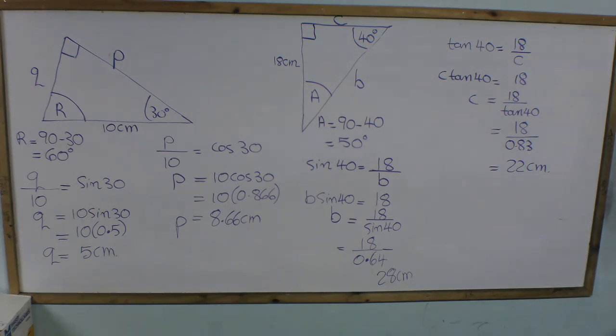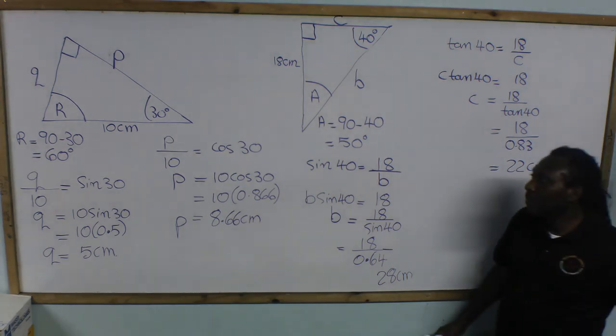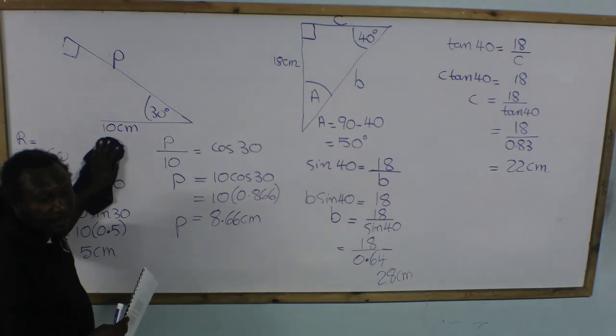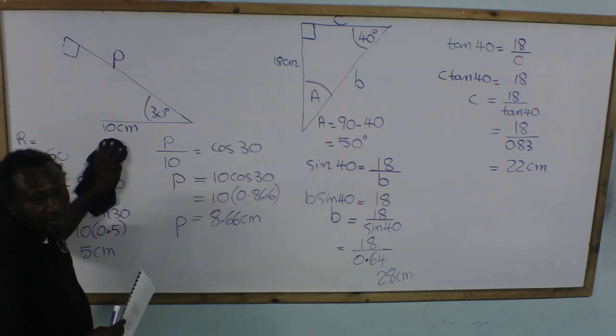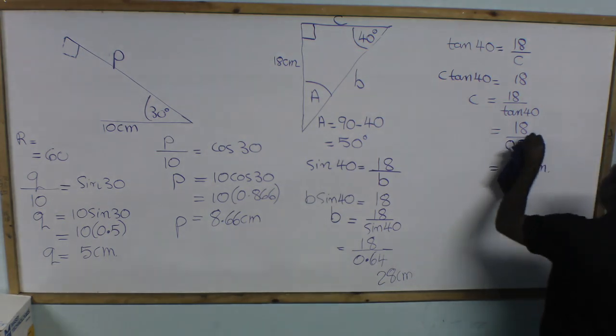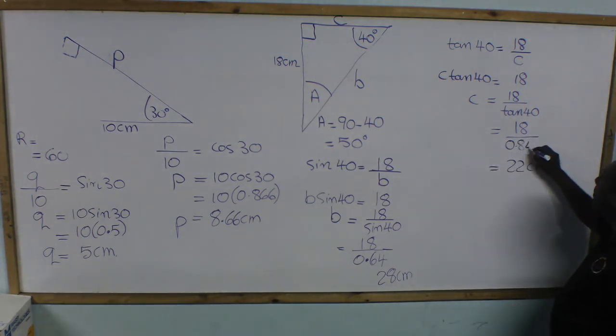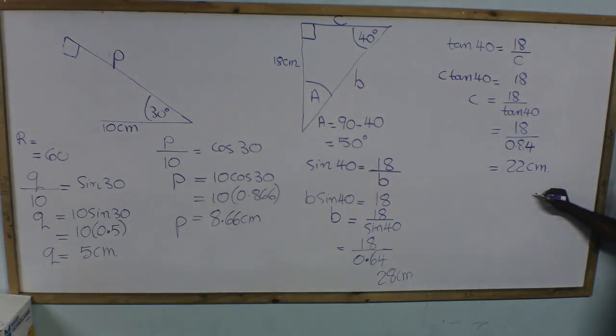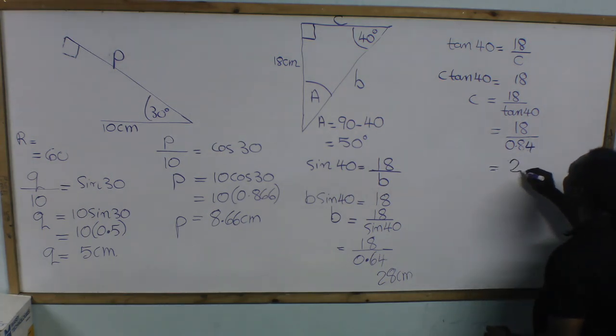Alright. But remember now that I'm writing it from, I guess so, 0.84. And this will turn out to be what? Closer to 21 now. 21 point. So that turns out to be 21 centimeters.